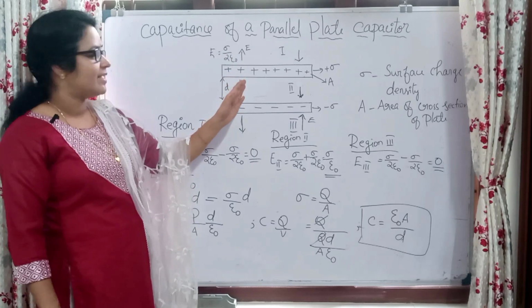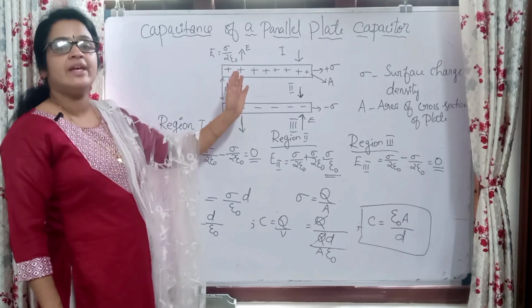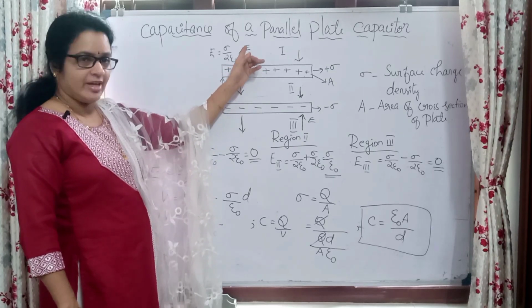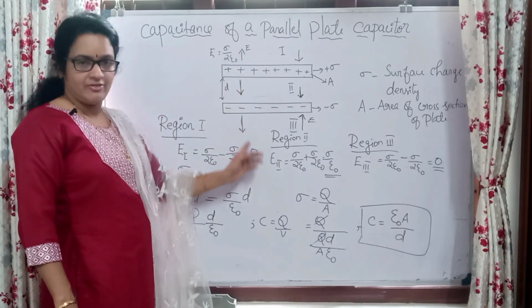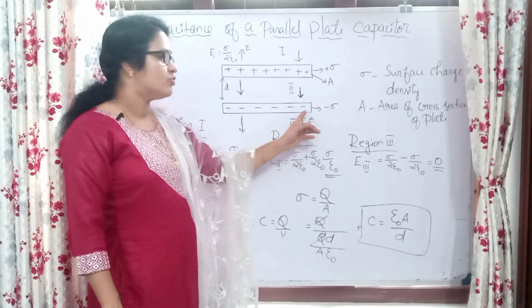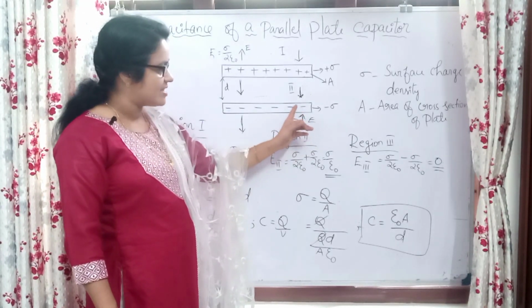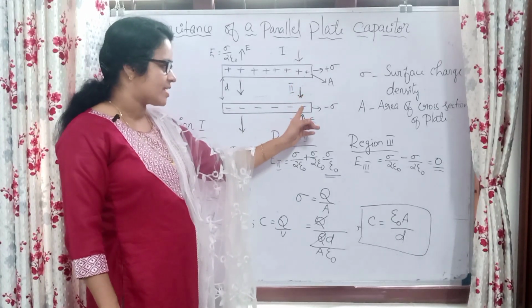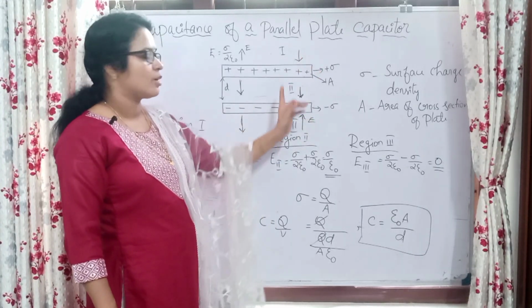You should understand that all the electric field will be away from the positive charge. So this will be moving away, and here also this is moving away from this. And in the case of negative charges, the field will be moving towards the negative charge. So here negative is there, which means this will be moving upwards near to the negative charge, and here also it is coming near to the negative charge.